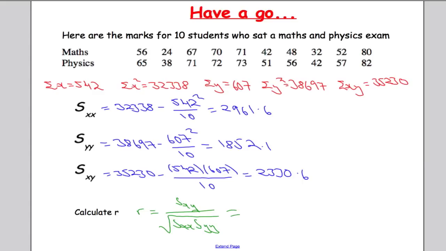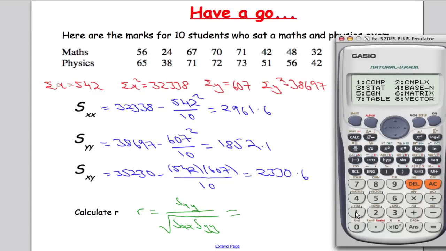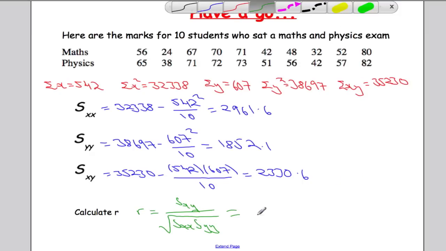So to calculate R, I should be just plugging in the values. I'm going to turn this back to regular mode. SXY is 2330.6, and I'm going to divide that by the square root of 2961.6 times by 1852.1, close the brackets, it equals, and we get 0.995.